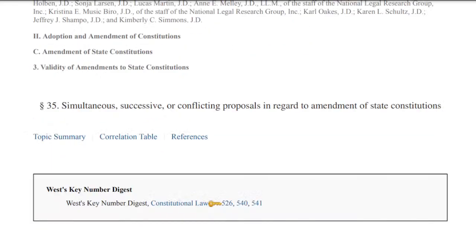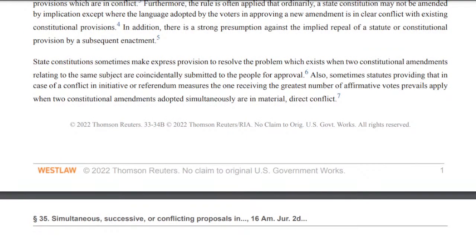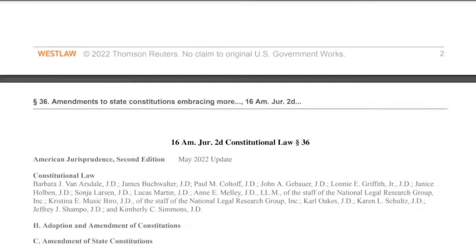So if anyone's working on those kinds of things of changing amendments and laws like that, then let's see, we have simultaneous, successive, or conflicting principles in regard to the amendment. We need to get past these amendments is what we need to do.